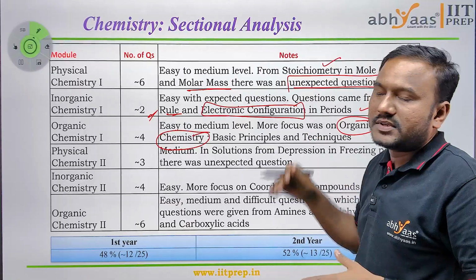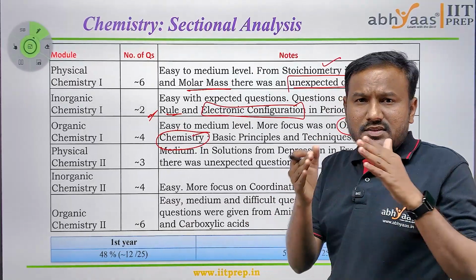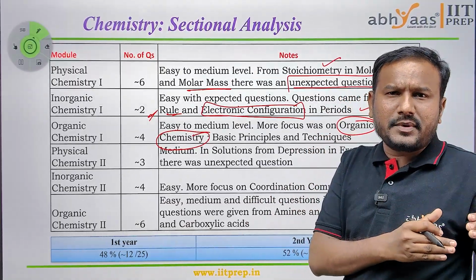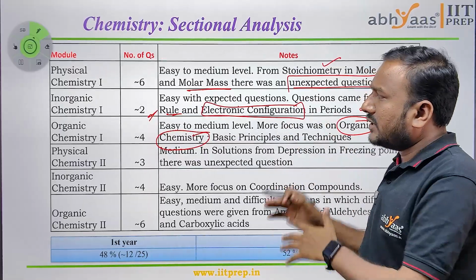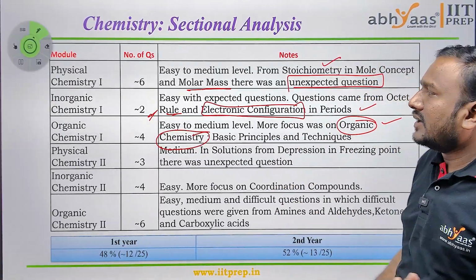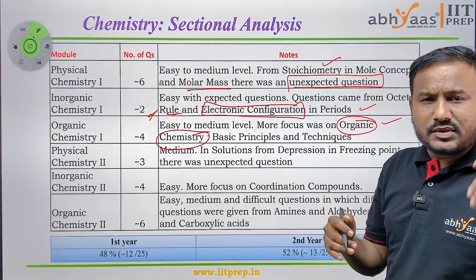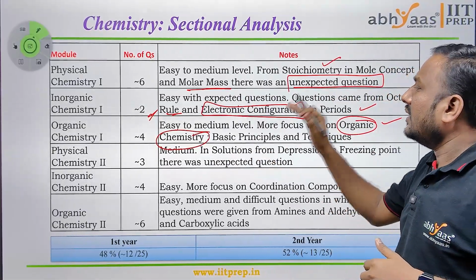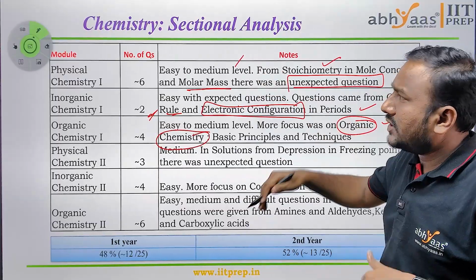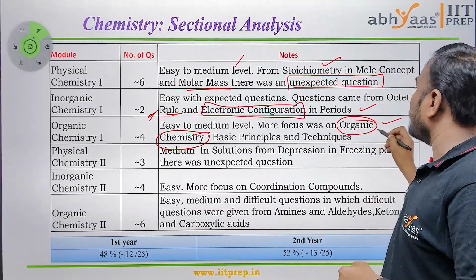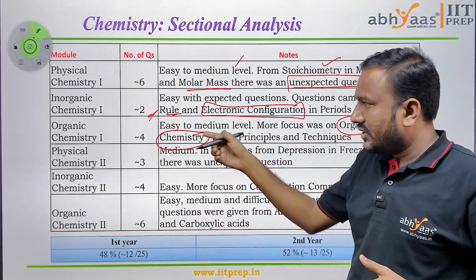So if you observe paper 1, paper 2 and paper 3, slowly the organic chemistry questions are increasing. In paper 2 we have seen that physical chemistry 1 questions are more. Here organic chemistry questions are increasing a little bit in this paper.